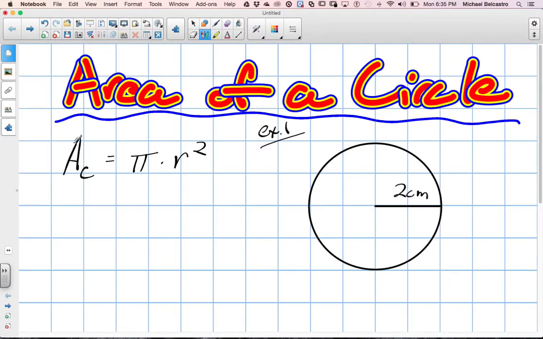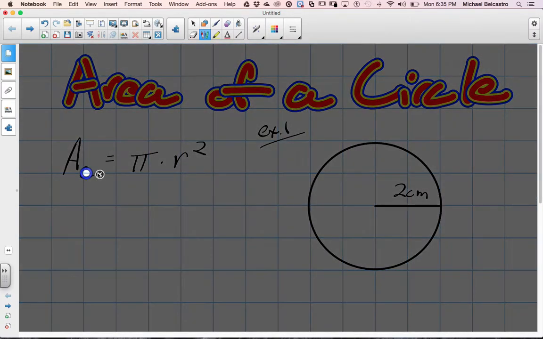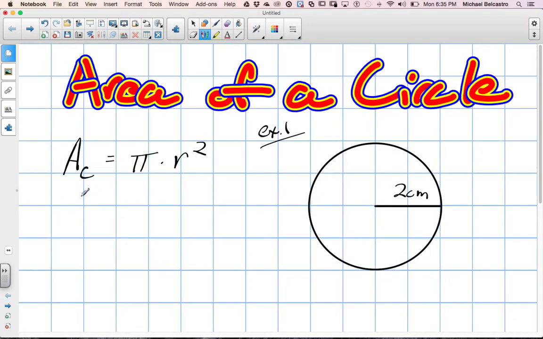Area of a circle. So for our area of a circle, we have our formula here. And the uppercase A stands for the area, and they put a little subscript of the letter C. So it's just telling us that this is the area of a circle, because there's so many different types of area, right? Is equal to, this is a symbol that stands for pi, which is a very long number.